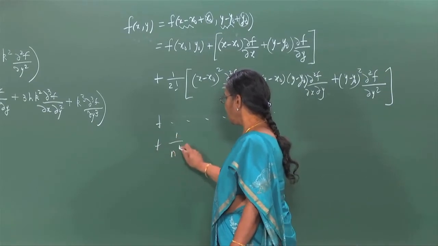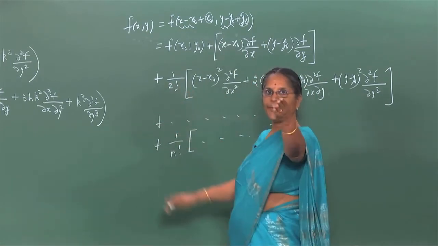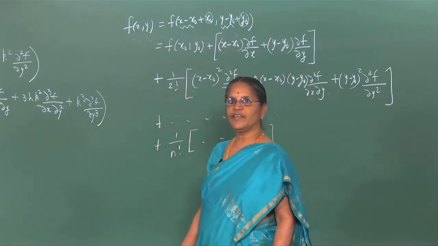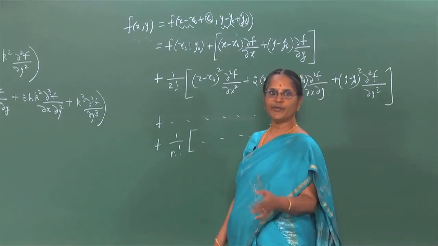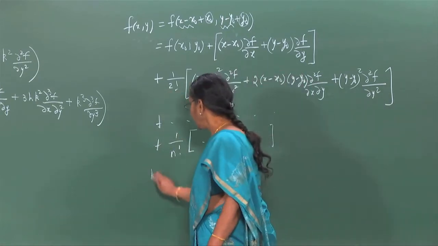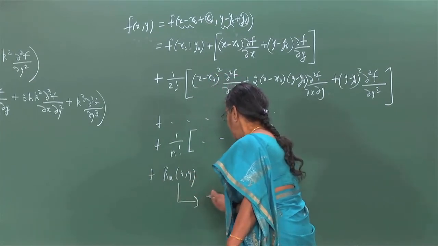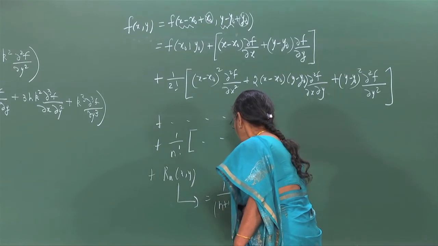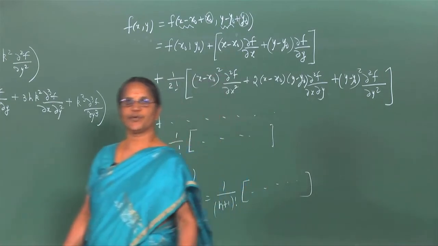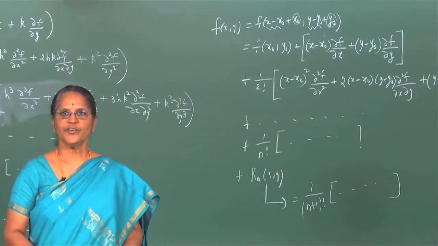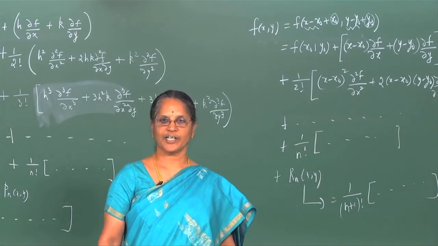And now I have the term involving 1 by n factorial. All these terms constitute Pn of x comma y, which is called the nth Taylor polynomial in two variables for the function f about the point x naught y naught, and to this I should add Rn of x comma y, which is the remainder, and this will involve 1 by n plus 1 factorial and terms involving the n plus 1th derivative of f with respect to x and with respect to y appropriately. So, this is the Taylor expansion for a function of two variables about a point x naught comma y naught.